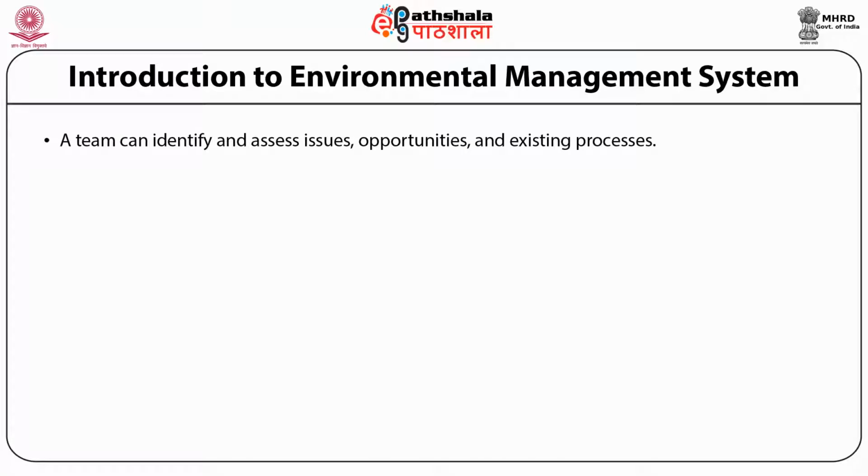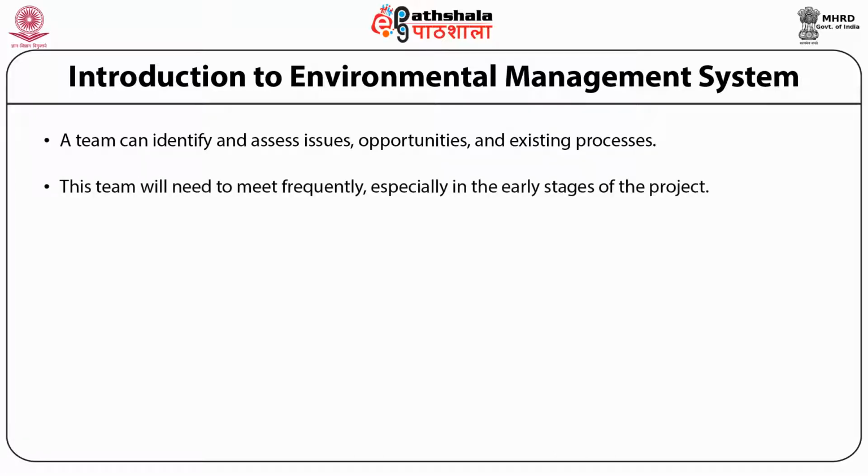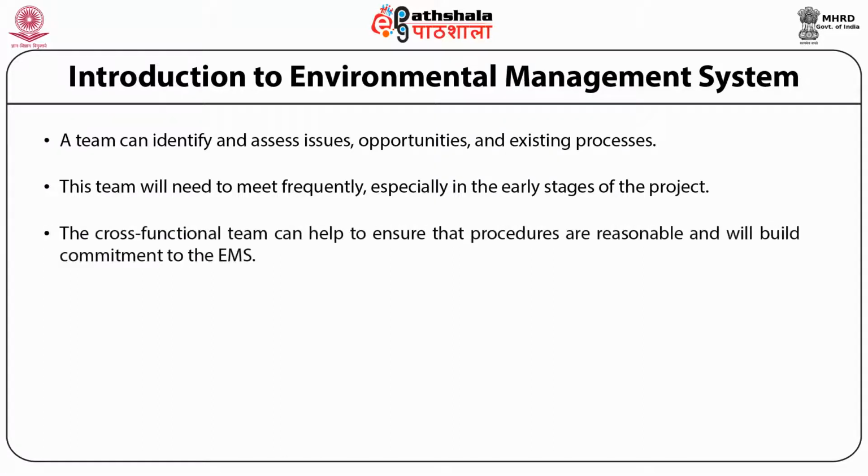A team with representation from the key management functions and the production or the service areas can identify and assess issues, opportunities and existing processes. You may want to consider including contractors, suppliers and other external parties as part of the project team where appropriate. This team will need to meet frequently, especially in the early stage of the project. The cross-functional team can help to ensure that the procedures are reasonable and will build commitment to the EMS.